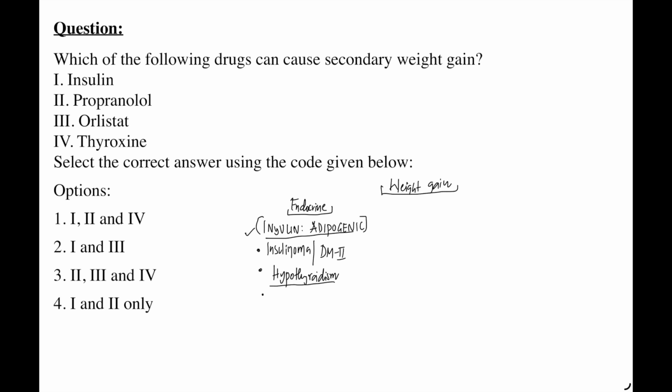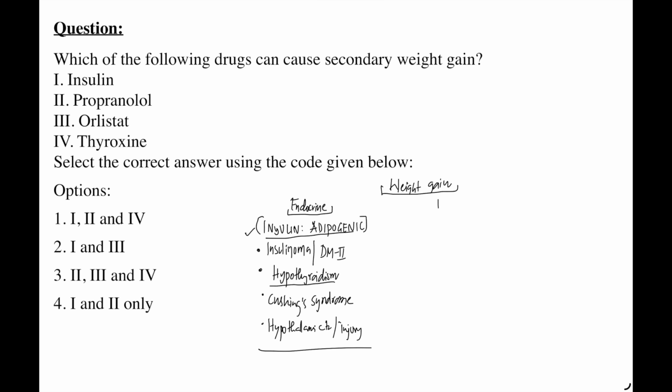Now, apart from these two, in Cushing's syndrome, because of excess glucocorticoids, this leads to weight gain, Cushingoid appearance, a puffy appearance. Any hypothalamic tumors or hypothalamic injury can also present with weight gain. These are all the endocrine secondary causes of weight gain. Next time they might ask that as well.